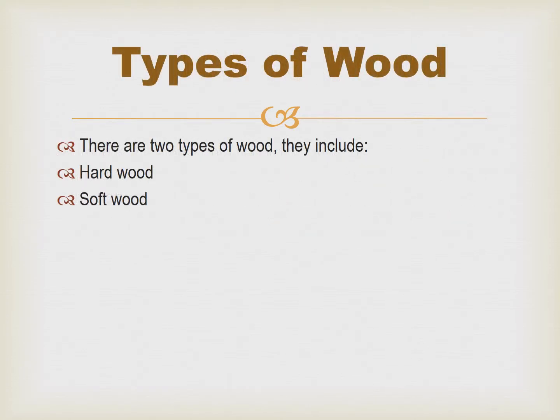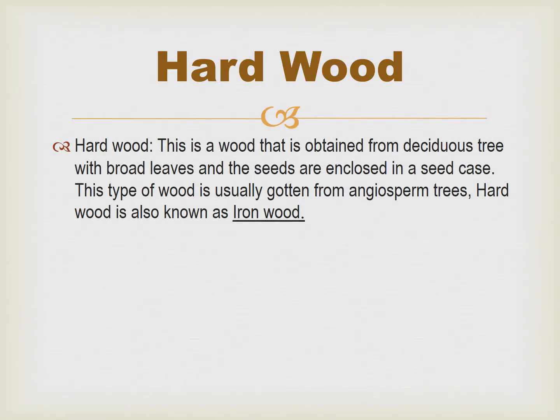Types of wood. There are two types of wood. They include hardwood and softwood. Hardwood. Hardwood is the wood that is obtained from deciduous tree with broad leaves, and the seeds are enclosed in a seed case. This type of wood is usually gotten from angiosperm trees, and hardwood is also known as ironwood. So hardwood are woods that are obtained from deciduous trees, and they have broad leaves, and the seeds are usually in a seed case. They are also known as ironwood.